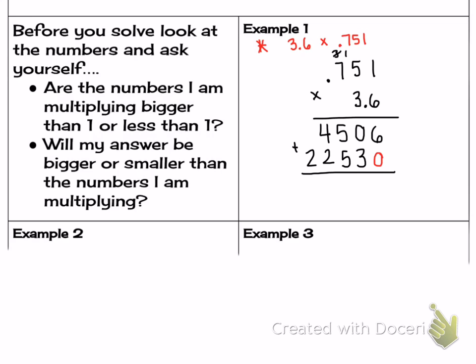I add those digits. 6 and 0 is 6. 0 and 3 is 3. 5 and 5 is 10. Carry the 1. 4 and 1 is 5, and 2 is 7, and then the 2.